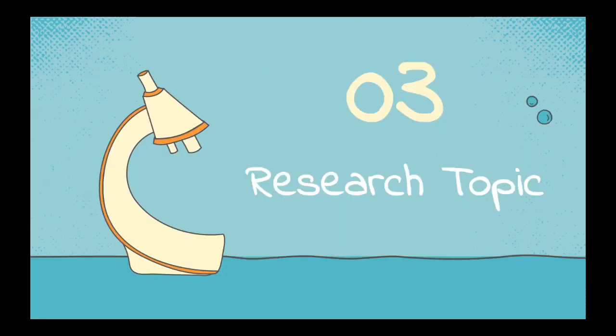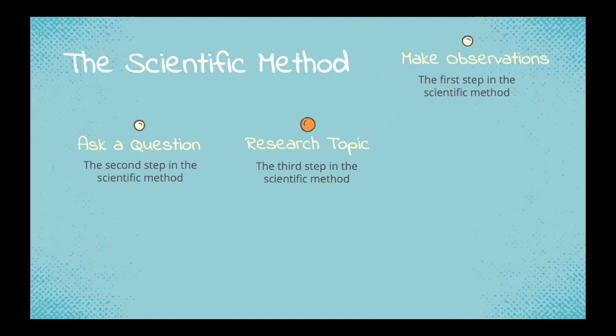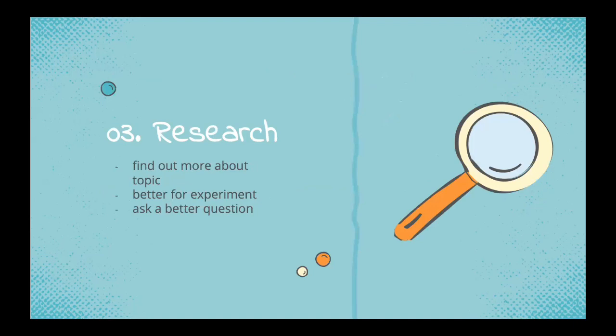The third step is to produce research, or research the topic. In this research, you can find out more about a topic, which can help you design a better experiment or ask a better question. If I know more about something, I won't ask a question or test a hypothesis that I already know the answer to.